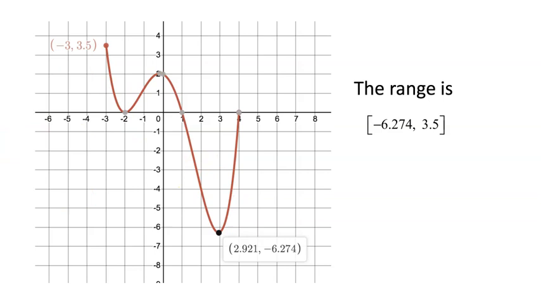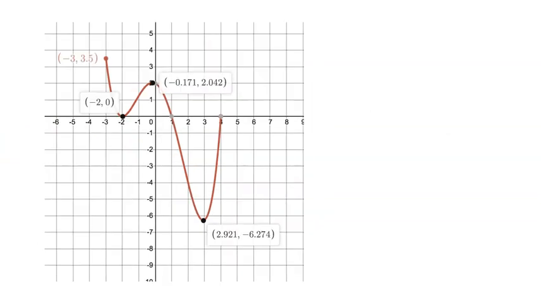So let's see what else we have here. We've got some other points of interest. (-2, 0) is the bottom of this valley. This (2.921, -6.274) is the bottom of this valley. And (-0.171, 2.042). Pretty close to 0 too, but not quite there. That's the top of that hill.